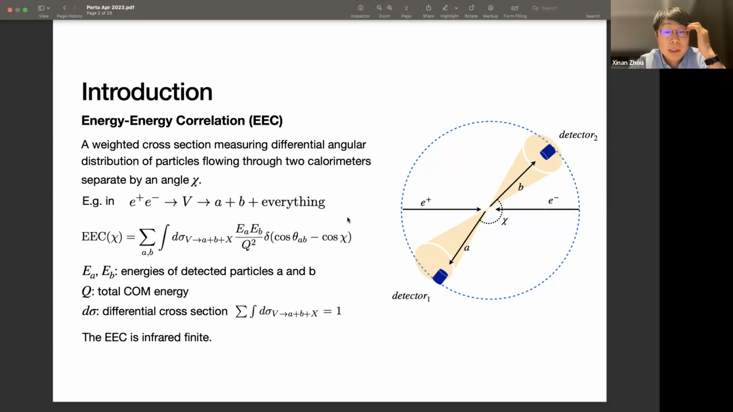So this EEC is basically just this differential cross-section weighted by this factor E_A times E_B divided by Q squared. Here, E_A and E_B are the energies of the particles detected by detector 1 and 2 respectively. And this Q here is the total center of mass energy of E plus and E minus. The EEC defined as such also depends on a parameter chi, where this chi is just the angle between these two detectors. Because you can always put it on a plane, this chi goes from 0 to pi. And this EEC is infrared finite, which makes it a good observable.